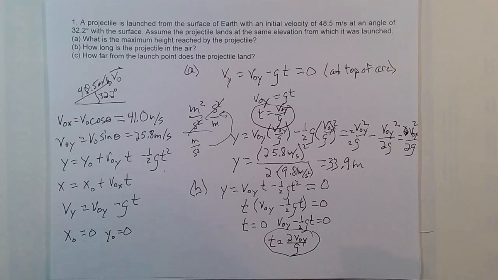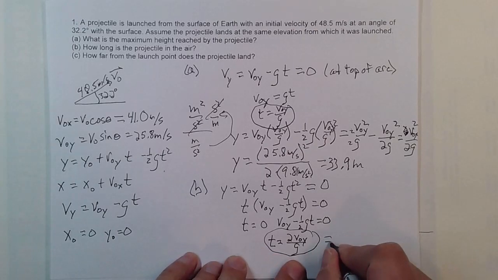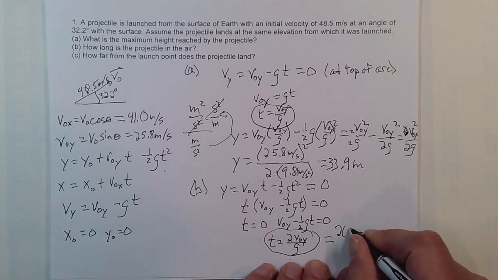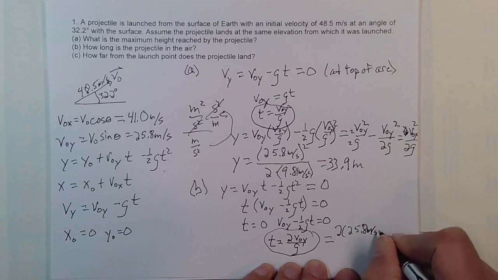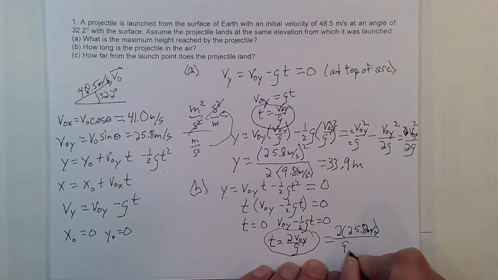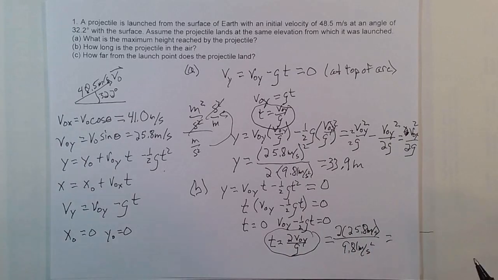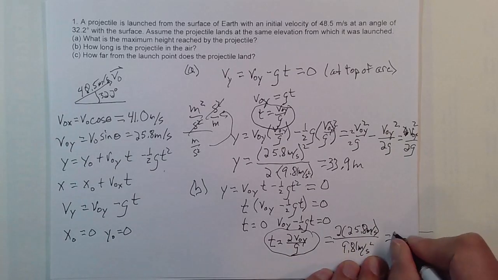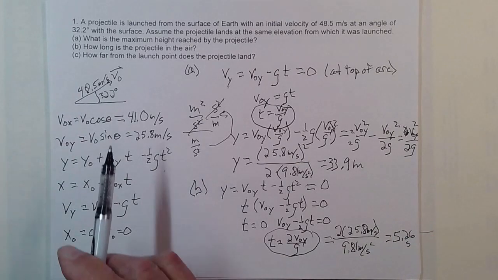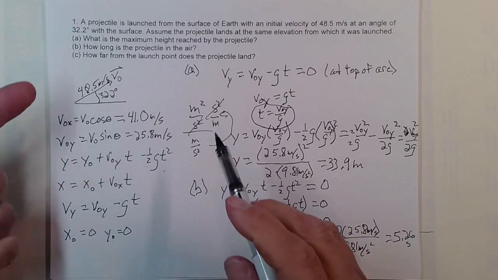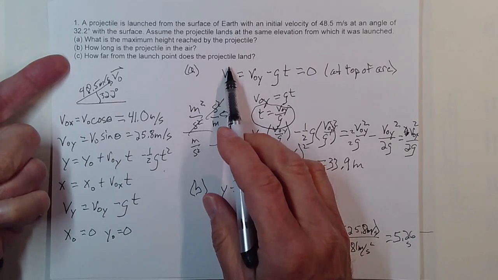So that's pretty neat. Now, we can plug numbers into that, and we'll have 2 times 25.8 meters per second divided by 9.81 meters per second squared, and I get 5.26 seconds for the time of flight. How long is the projectile in the air? Now the last part, how far from the launch point does the projectile land?